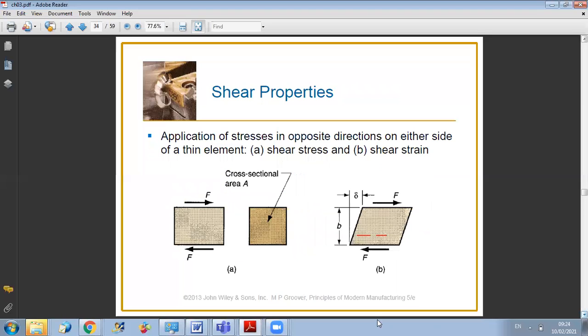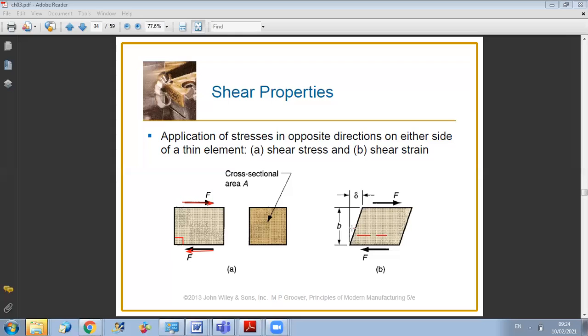Now, another behavior that is important for materials is the shear behavior, and we need to know the shear properties of a material. A shear test consists of application of stresses in opposite directions on either side of a thin element. We can see here in the figure, if I have this element and I apply forces in opposite directions, the element will be subjected to shear. Under shear, we will have deformation. Here, the deformation type is change in angles. Initially the angles are 90 degrees, for example. Due to shear effect, we will have a variation in angles.